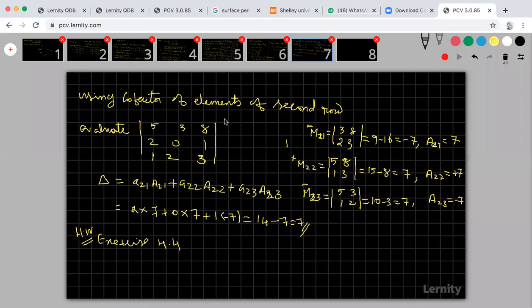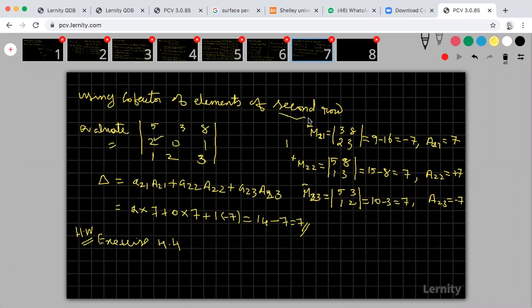So, using cofactors of elements of the second row, evaluate the determinant 5, 3, 8, 2, 0, 1, 1, 2, 3. So this is the determinant given. We have to evaluate that, but what is the method they are asking? The cofactor of the elements of the second row, the cofactor method. We have to find the value of the determinant using the cofactors of the second row. Okay, so now look at that. This is a method. This is a formula. A21. Why am I taking the second row? The question says second row.